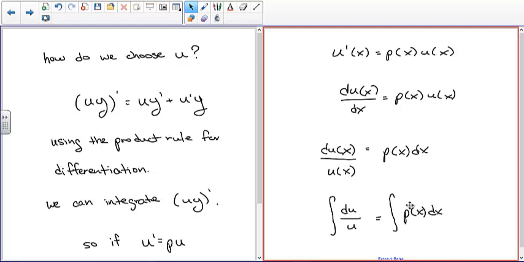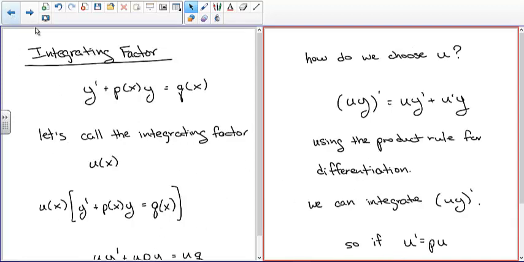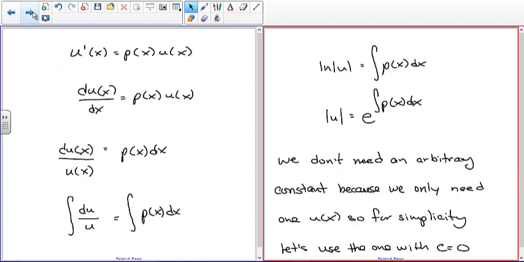So this integral depends upon what this term is in the original differential equation. Left-hand side is the natural log of u, right-hand side is the integral of p of x dx. So if you take e to the natural log of u and e to this side, you get u is equal to e to the integral p of x dx.